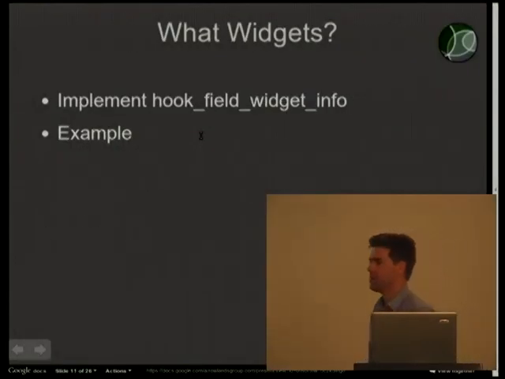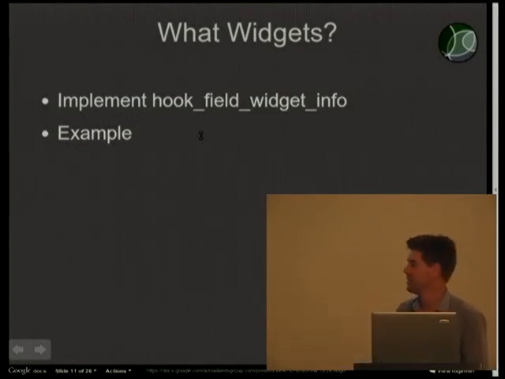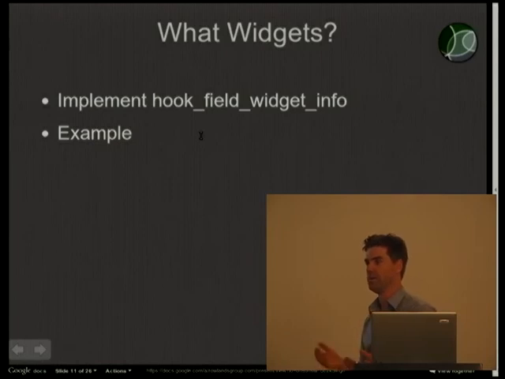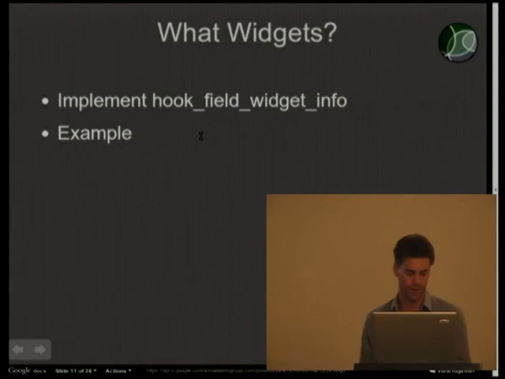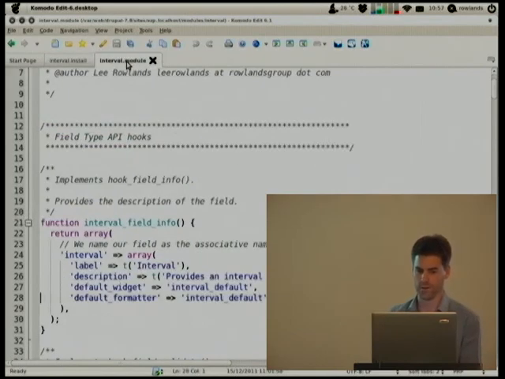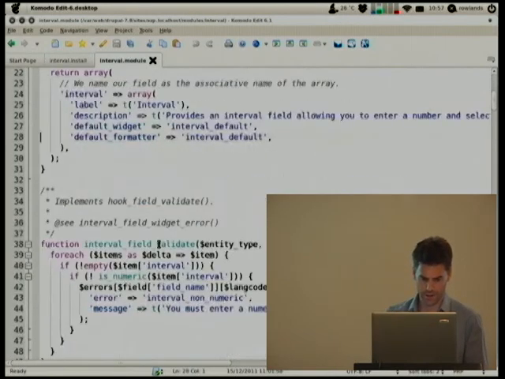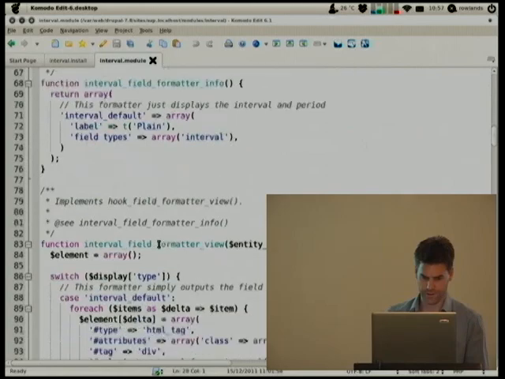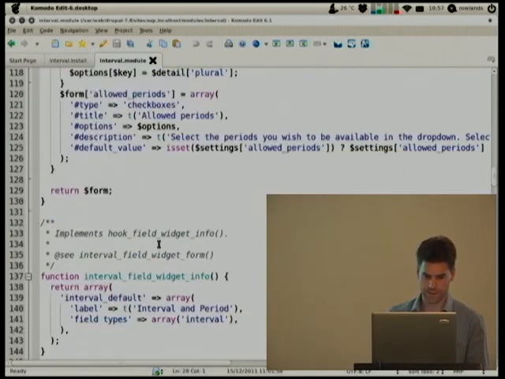Okay, so the next step along the process is to let it know what widgets you define. Now, you may not define your own widgets. You can define a widget without a field type, and you can define a field type without a widget. I'll talk more about that later. But obviously, when you want to reuse something that already exists, that's the best way to do things. Don't reinvent the wheel. But in this case, we have our own widget, and I'll just find it.